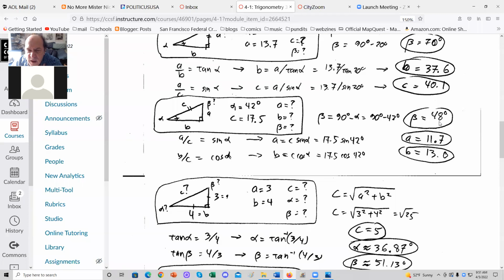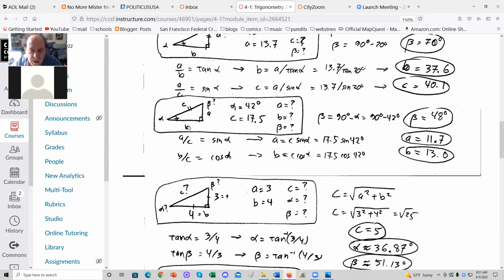Okay, great. Now, given alpha and C, to find A, well, A over C equals sine alpha. So transpose the C. A equals C sine alpha, at 17.5 sine 42 degrees. So A is about 11.7.